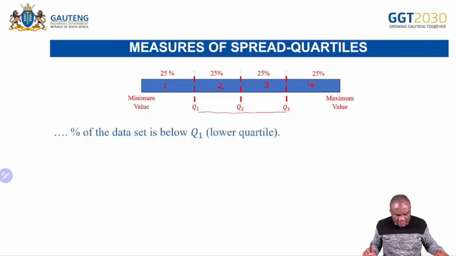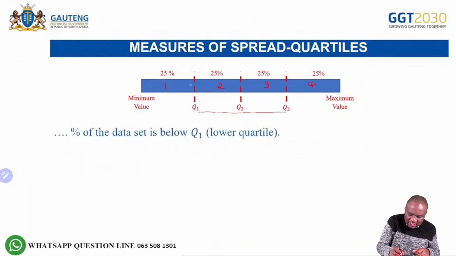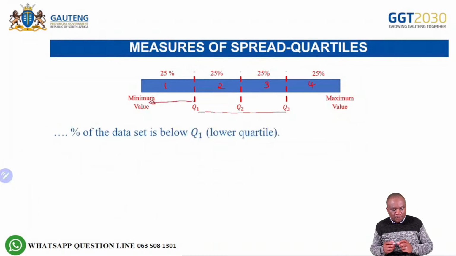Dash percent of the data set is below Q1. Please, I want you to give this lesson verbally. Don't write it, just say it in class there. How many percent of the data set is below Q1, below lower quartile? Is 25%. That is 25%. Okay, this is the 25%.